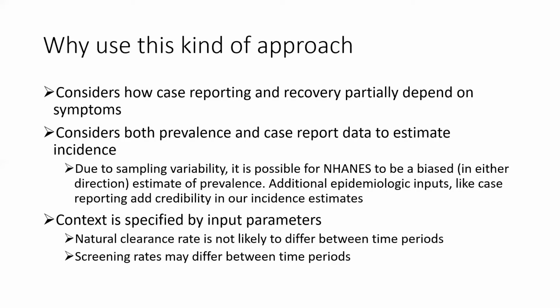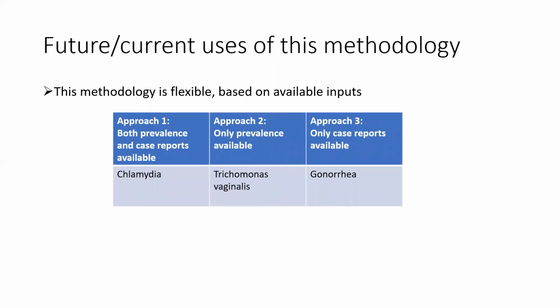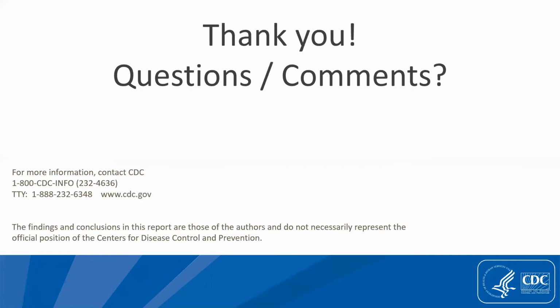Finally, our context in this model is specified by input parameters. What do I mean by that? Natural clearance rate is one of these input parameters, and we wouldn't expect it to differ between time periods, whereas screening rates may differ between time periods if people have greater access to health services or if there are different screening recommendations. By having screening rate in our model as a mechanistic parameter, we take it into account directly. So how are we using this in the future? We're using approach one to estimate 2018 chlamydia incidence, approach two to estimate trich incidence, and approach three to estimate gonorrhea incidence. So with that, maybe we can have a discussion.